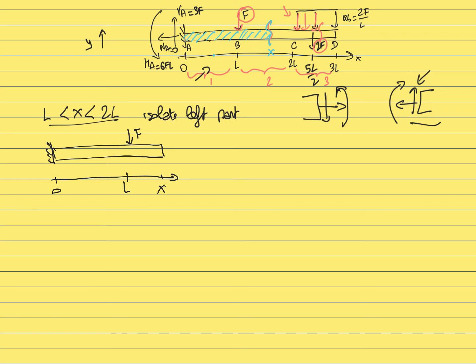So this is why we needed to make two distinct cases depending on whether x is between 0 and L or between L and 2L, because depending on which case we consider, the concentrated force F will either be there or not. So we need to consider those two cases. The forces that we have at x equals 0 are still the same. We have the vertical force 3F, and we have the moment equal to 6FL. Okay, so that was the method of sections.